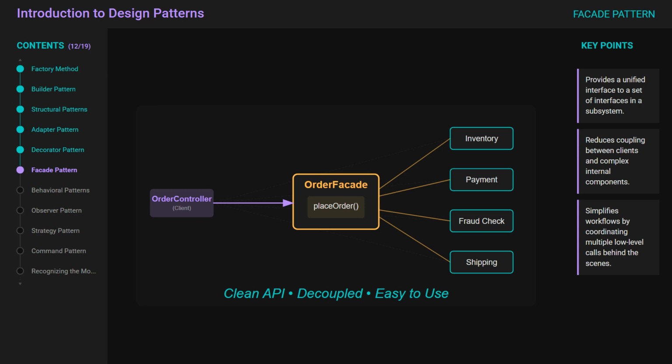Why teams love this pattern? It simplifies subsystems by giving you one obvious entry point. It reduces coupling because clients depend on the facade, not every internal component. It creates cleaner APIs that reflect user intent instead of technical choreography.